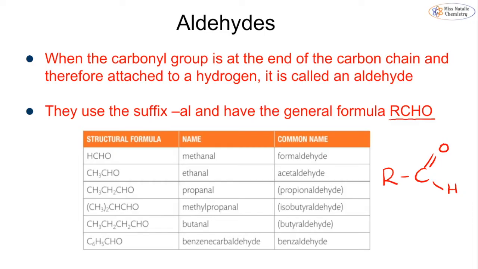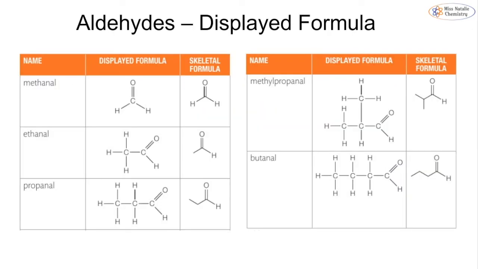We are not interested really in the common names. The common names are there to help you because you may have heard of some of these before, specifically formaldehyde, but we want to focus on their proper IUPAC names. So methanal, ethanal, propanal, and so on. We must be able to draw the displayed formula for these as well as the skeletal formula.